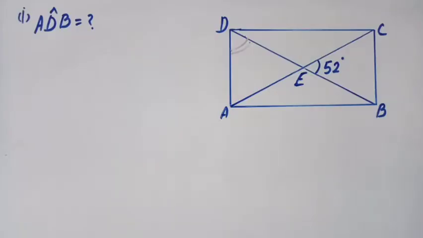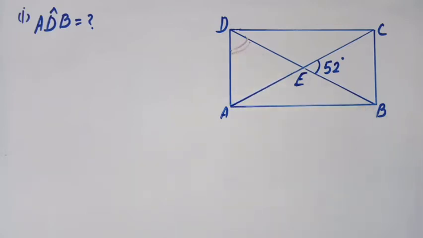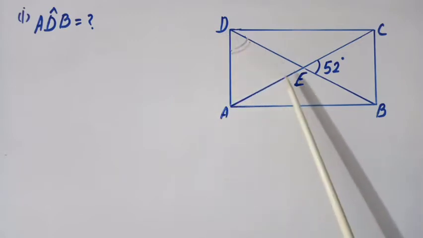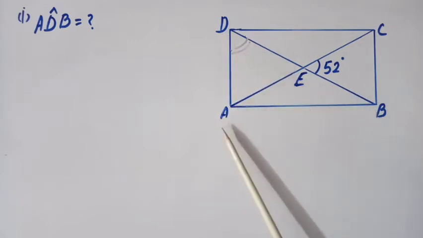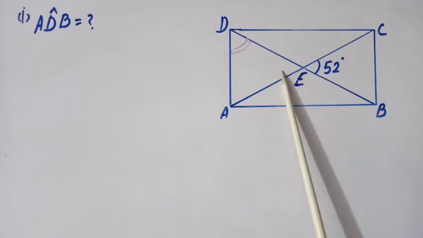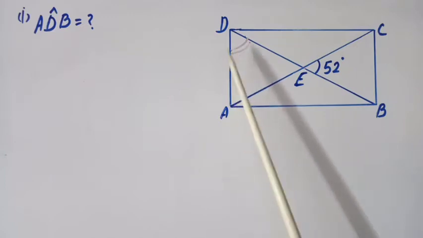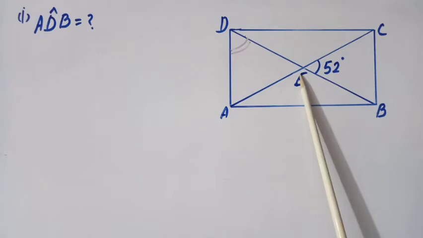This angle at point D, we have to find out this angle ADB, right? To find out angle ADB, the angle at point D, we have to consider the triangle ADE. In this triangle, this angle should also be of 52 degrees. Why? Because of alternate angles, right? And then this angle and this angle would be equal to one another. Angle ADE and angle DAE would be equal to one another.